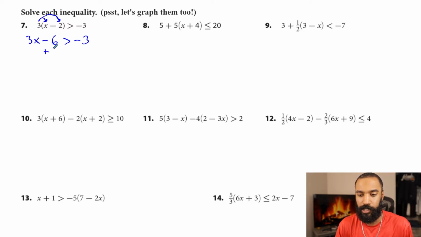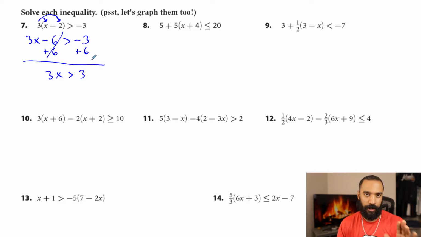I'm going to add 6 to both sides. Negative 3 plus 6 is 3. So 3x is greater than 3. So what this is saying here is if I multiply 3 by a number, it's got to be greater than 3. So the value for x that's going to make this work, if you divide both sides by 3, you'll see it even more easily. x has to be greater than 1.